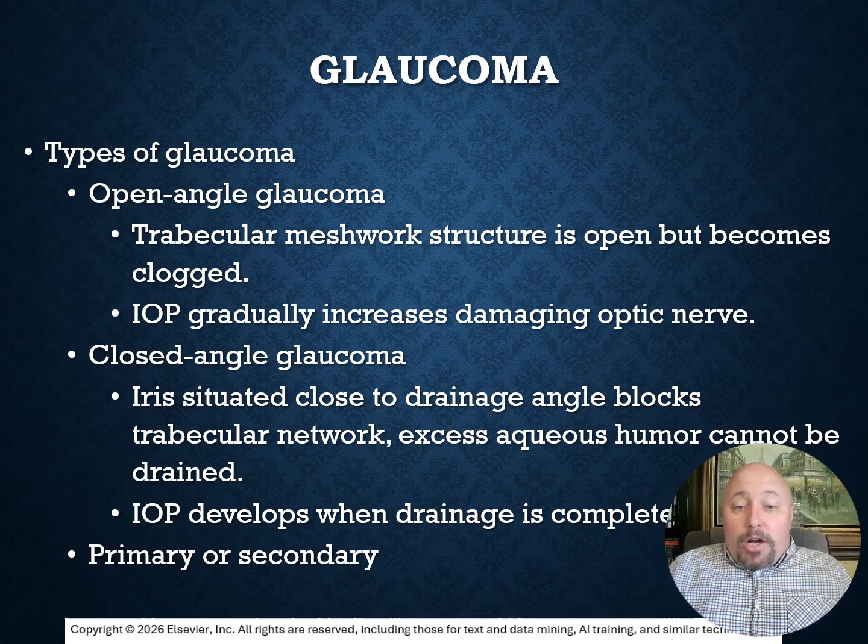Another would be glaucoma. This is increased intraocular pressure, or increased pressure within the eyeball. And it comes in two types. There's open angle, where the trabecular meshwork structure is open but becomes clogged, and the intraocular pressure gradually increases, damaging the optic nerve. Then there's also closed angle, in which case the iris is situated close to the drainage angle and then blocks that trabecular network, causing excess aqueous humor that cannot be drained.